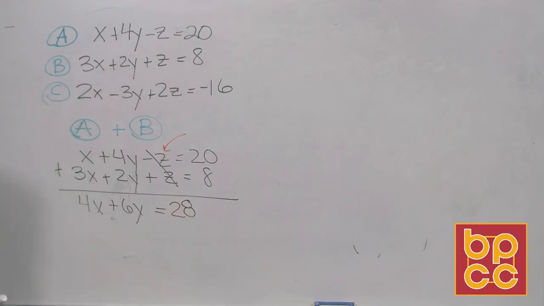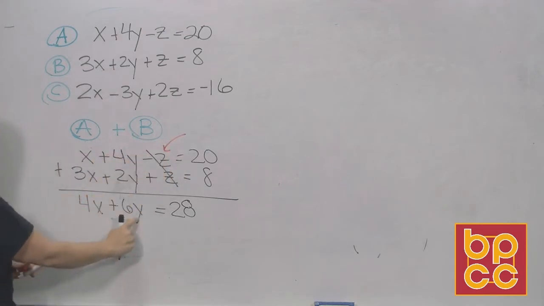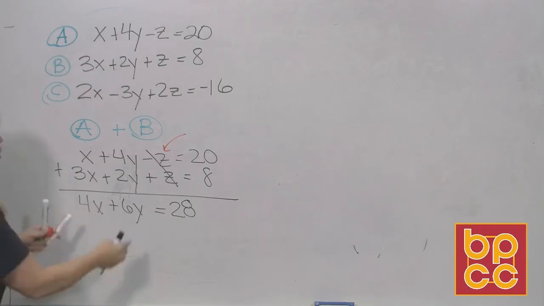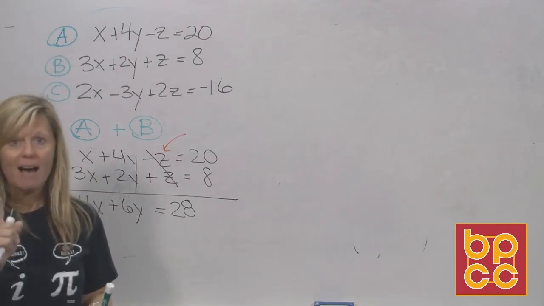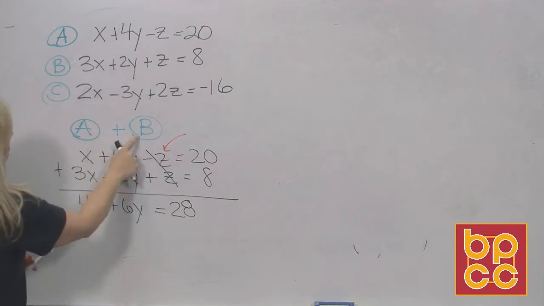Now, I want you to appreciate what you've just done. You just went from having 3 variables, x, y, and z, to just having an x and a y. I know you don't have an answer yet because you just don't have a number. You don't have x equals or y equals, but you got down to 2 variables. Now, here's the catch. You're going to do this same procedure again. You're going to pick 2 equations. You have to eliminate the same variable z. So we've already put A and B together.